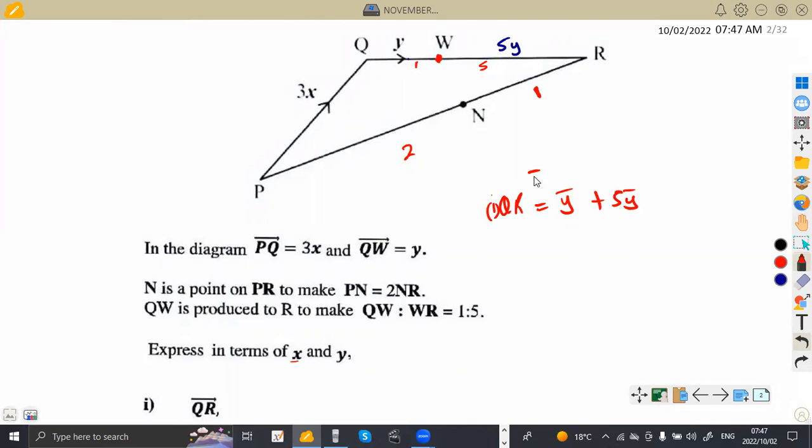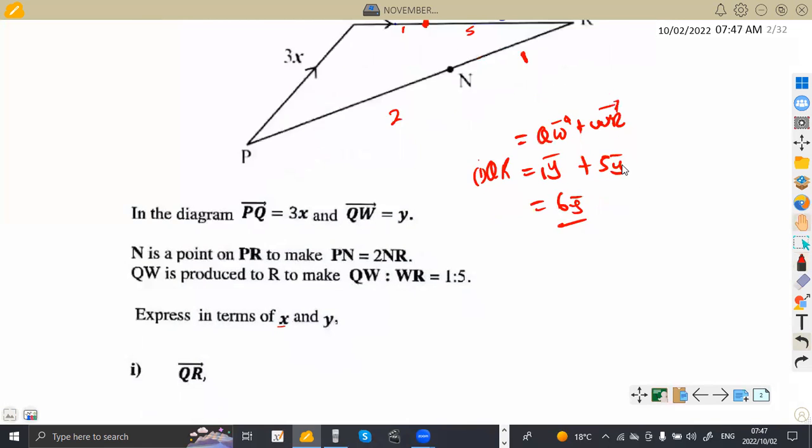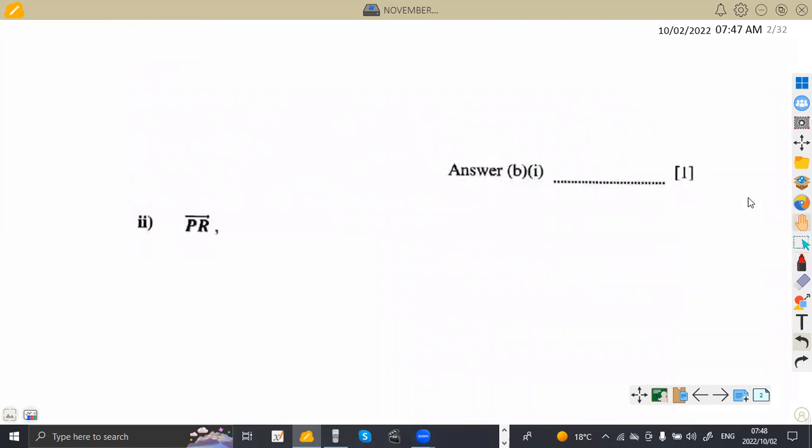We can just even write it as the route from Q to W. That will be QW plus WR, which is 6y, 1 plus 5, that is 6y. So this is our vector QR there. Let's see the other part of the question, vector PR. So we need vector PR.